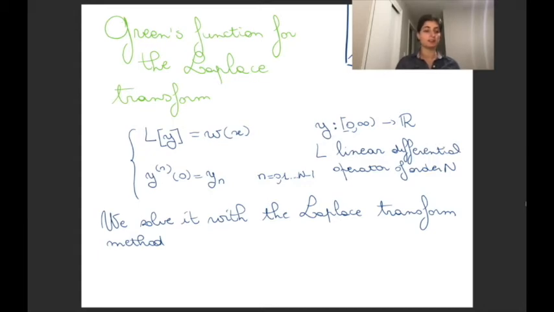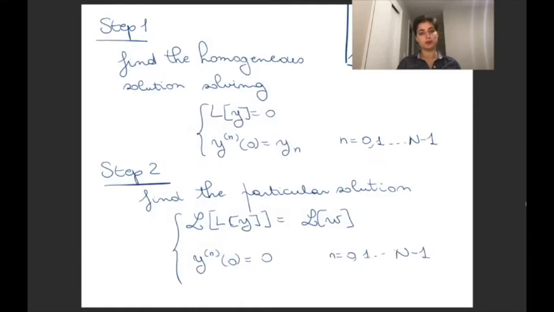If we have something like this, we solve it with the Laplace transform method. So the Laplace transform method takes 3 steps. We see 2 in this first slide and the next one in the next one. We find the homogeneous solution. And to do that, we're solving our linear differential operator applied to y equals 0. So we replace the right-hand side with 0, but we're keeping all the non-trivial boundary conditions.